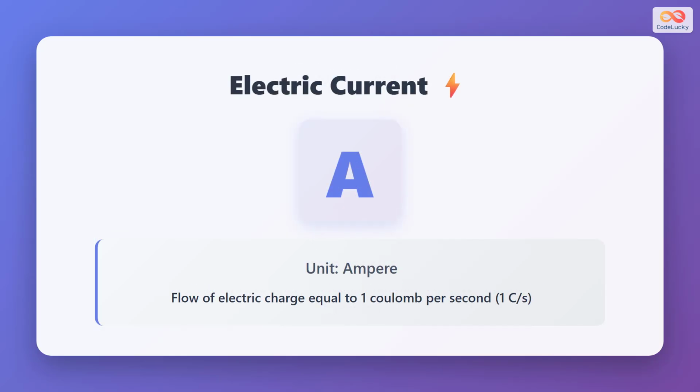The fourth base unit is the ampere, symbol A, which measures electric current. The ampere is defined as the flow of electric charge equal to 1 coulomb per second. This unit is fundamental to understanding electricity and all electrical phenomena, from simple circuits to complex electronic devices.